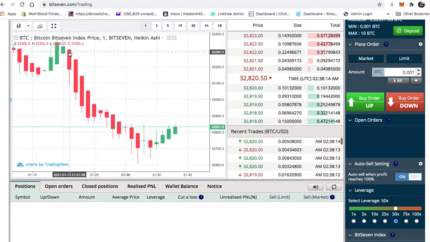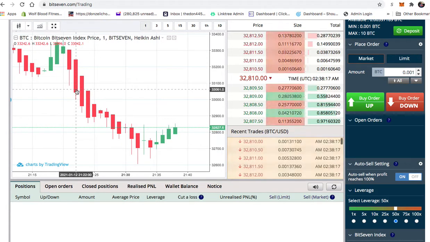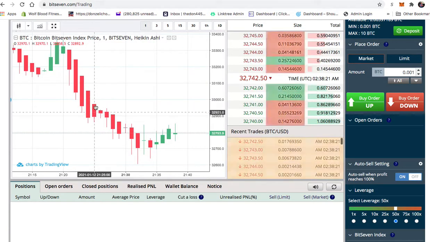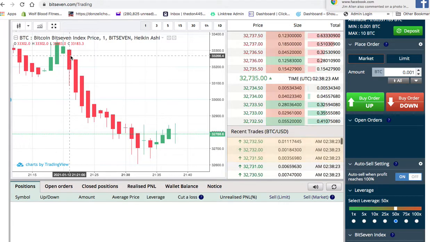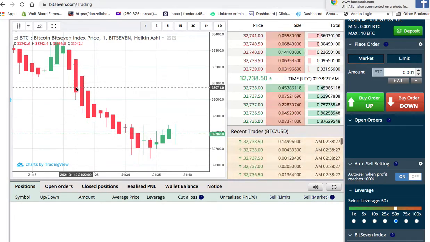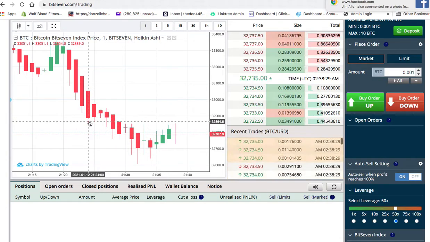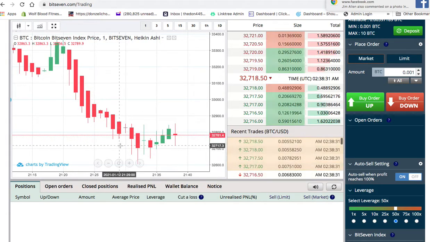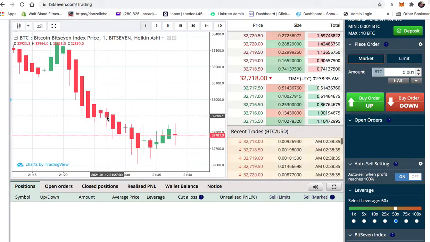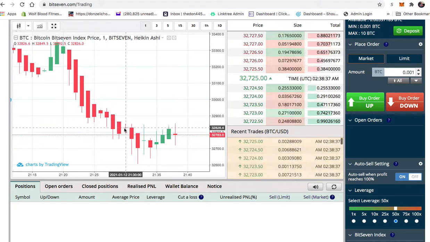You see these red candles here. This is showing a bearish downtrend. This is a pretty good trend here because they're very long, solid candles with the wicks at the bottom. Now when the trend starts to slow down, you see a candle like this. This is called a doji candle.